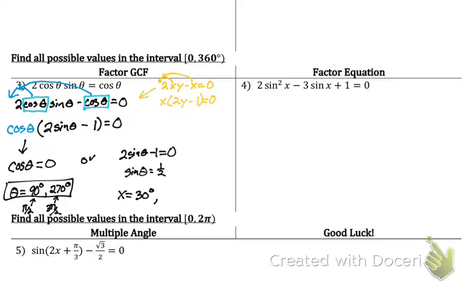Yep. It'd be at 150 would be correct. Charlie, I think you went to a negative 1/2. 330 would be a negative 1/2.